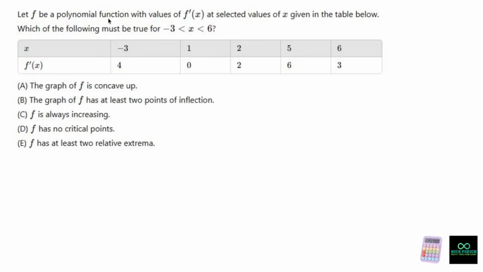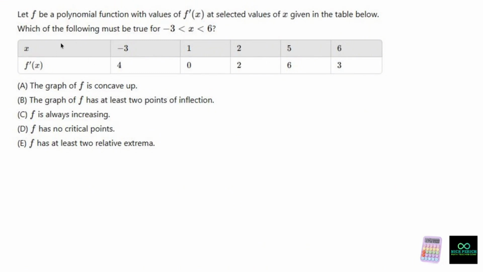Let f be a polynomial function with values of f prime of x at selected values of x given in the table below. Which of the following must be true for -3 to 6 for our x values? So we have -3 to 6. We have a bunch of coordinates given to us. Now this is f prime of x, and we want to talk about facts of f prime of x.